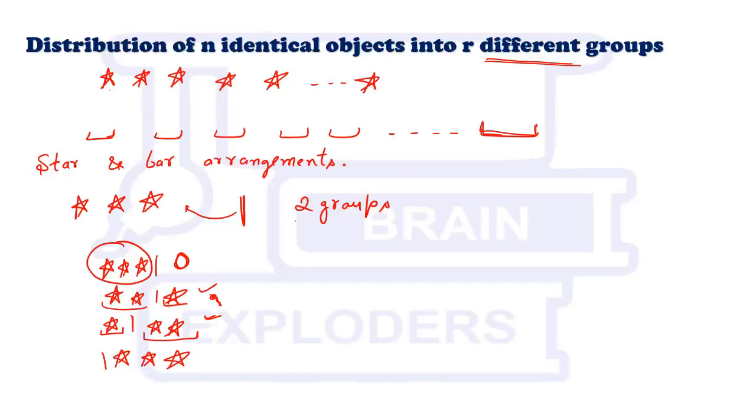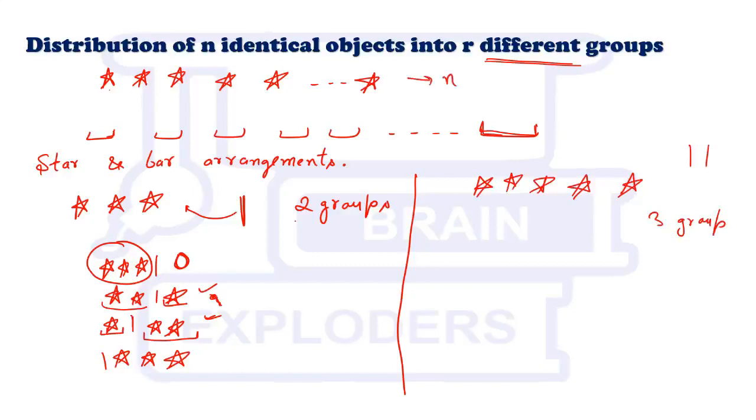So when we had to divide into 2 groups, we took 1 bar. Similarly, if we have to divide some stars like those given here into 3 groups, then we will need 2 such bars. And in a similar way, when there are n stars and we have to divide them into r groups, we will need r minus 1 bars.